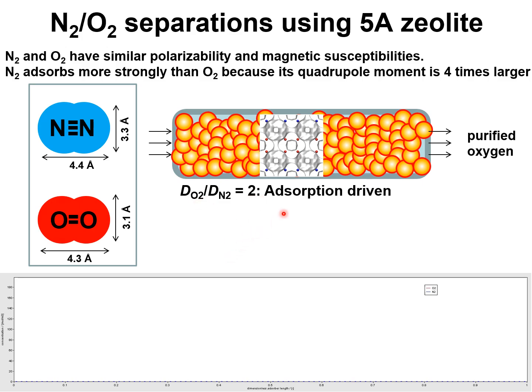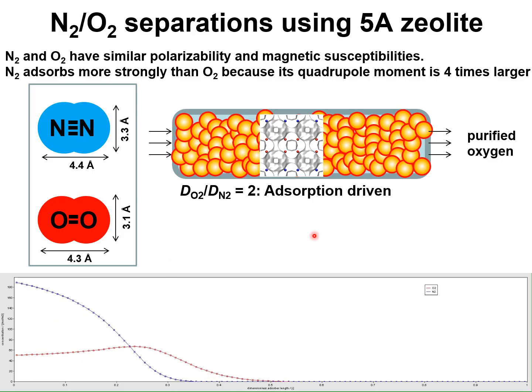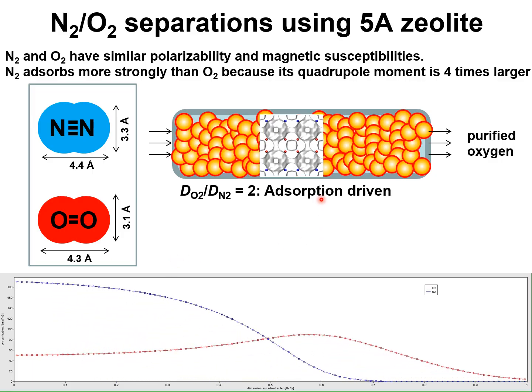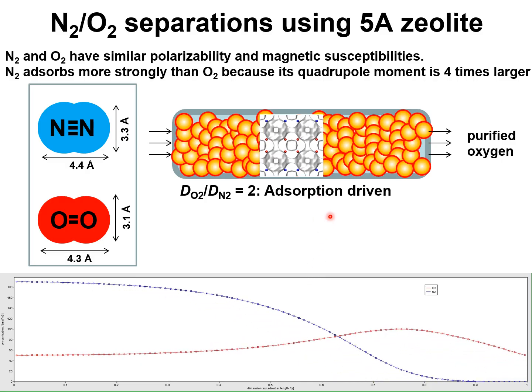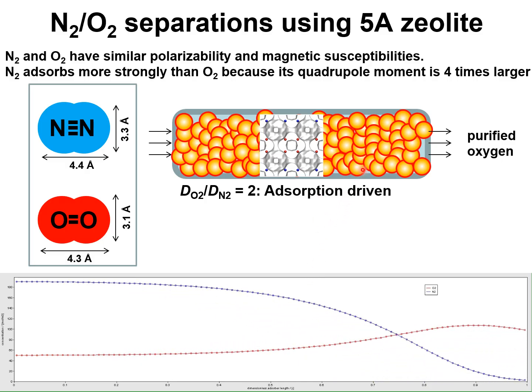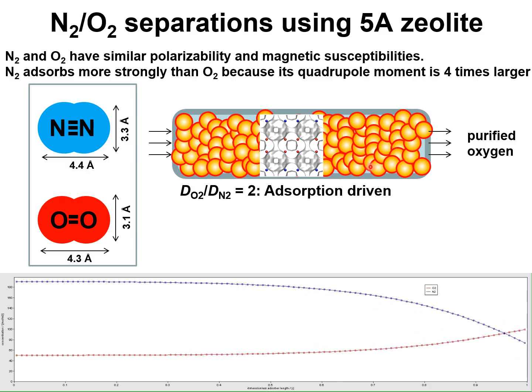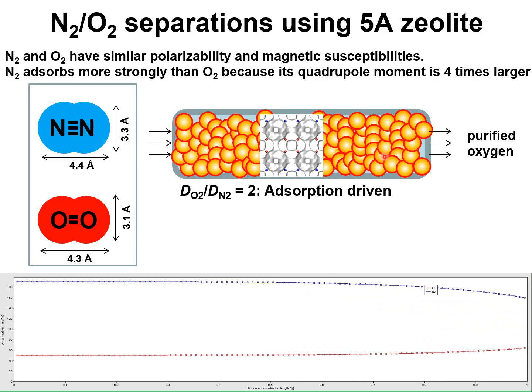The adsorption favors nitrogen, but diffusion favors oxygen. Taken as a whole, the separation of nitrogen-oxygen mixtures is driven by mixture adsorption equilibrium, and nitrogen is preferentially taken up inside the pores, and purified oxygen is rejected into the gas phase.